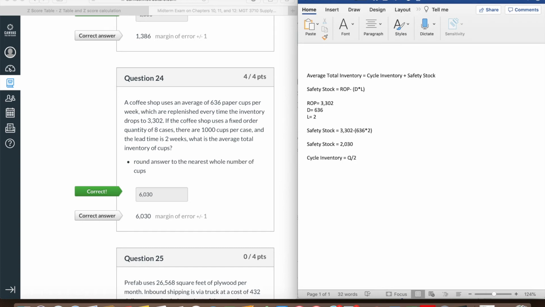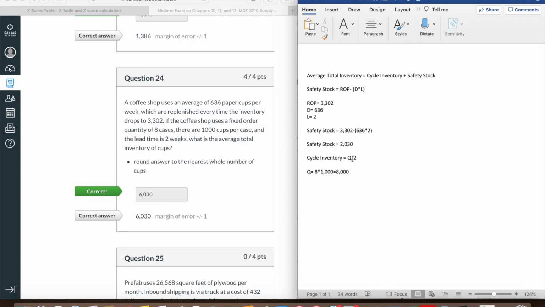So what is our quantity in this case? 8 times 1,000. So like I said before, you have to be careful with what they're asking for. They're asking for cups here. They're not asking for cases. So that's the trick they're trying to get you with. So make sure that you don't fall for that and you do that. The quantity is equal to 8 times 1,000. Remember, they're asking for cups, not for cases. So the answer there would be 8,000.